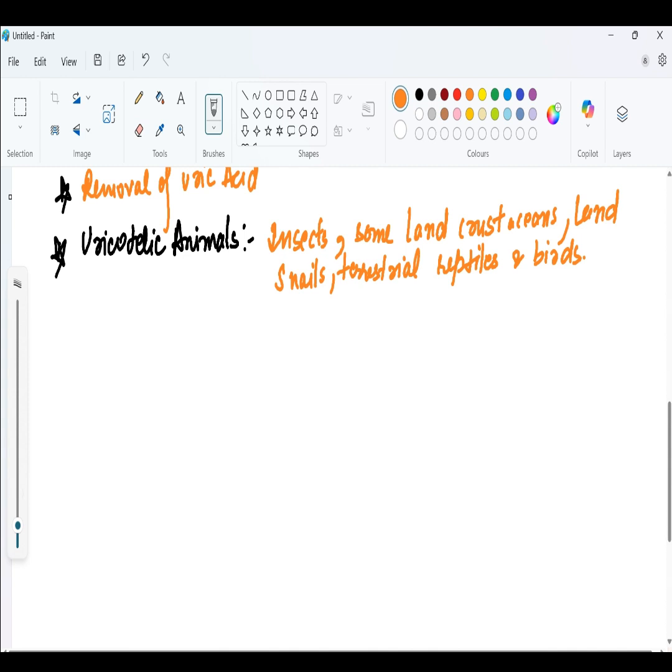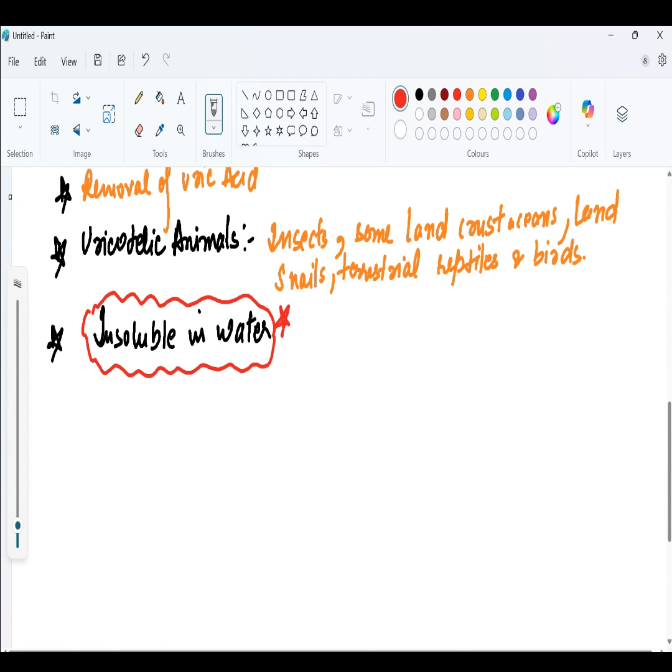So in the process of excretion of uric acid, another very important point is that it is insoluble in water. So this is what we have to understand, and this is the important point here. Whatever is important, you mark it with red, right? So uric acid is insoluble in water.